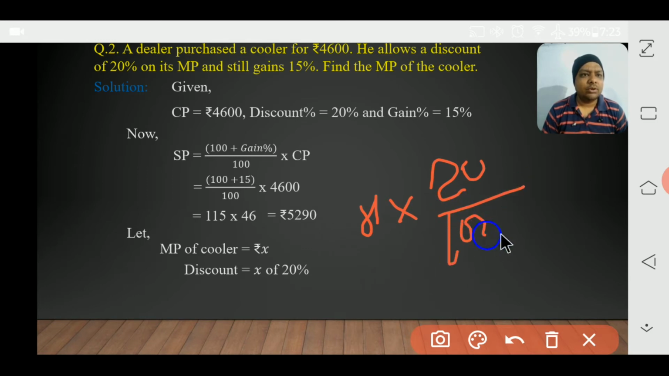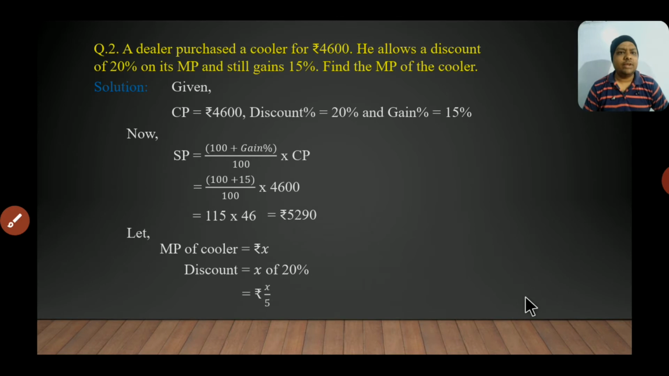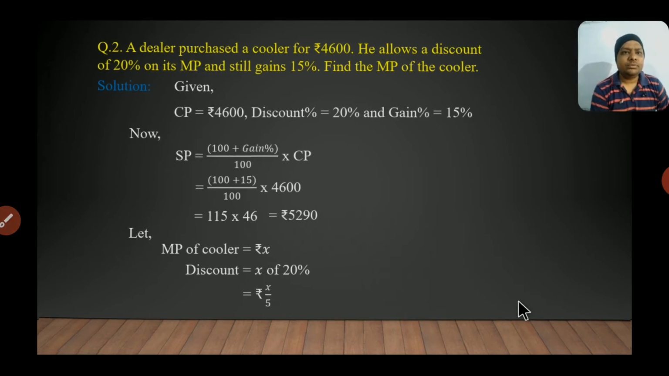It means what? 20 goes into 20 once and into 100 five times. So it means X by 5 will be the discount. Okay, we can say here. Now SP is equal to MP minus discount. We know MP we have assumed X and discount we have just found X by 5. So let's solve it. It will be what? It will be 4X by 5.